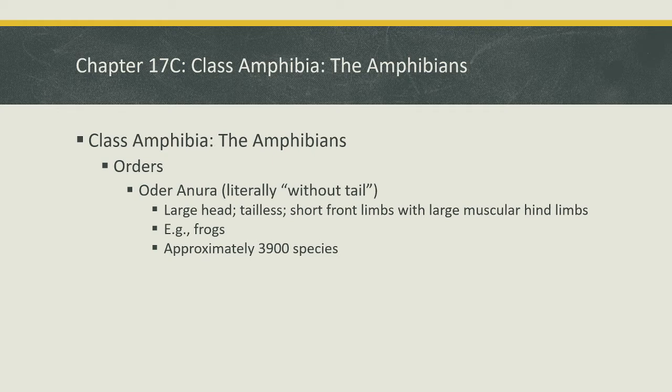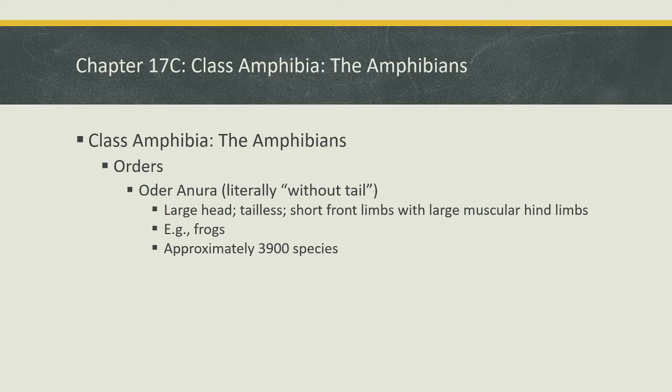Order Anura literally means without tail, and these are the frogs. So what generally characterizes the frogs here? We have a large head. They don't have a tail, they're tailless, as the name implies. They have short front limbs with larger muscular hind limbs. The main thing we think of here is frogs, and there are approximately 3,900 species of frog.